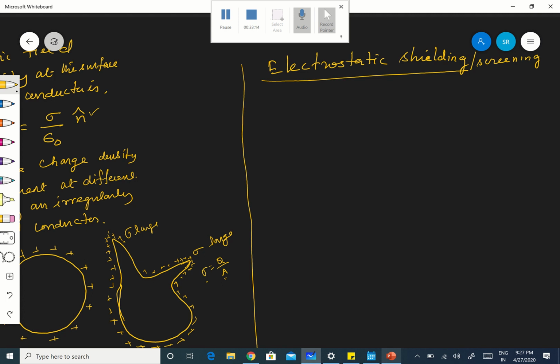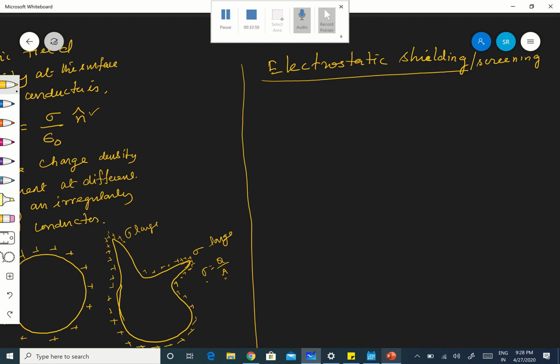Electrostatic shielding is nothing but the phenomenon of protecting a certain region of space from the external electric field. There is an electric field, but I want to protect the region. Electrostatic shielding is the phenomenon of protecting a certain region of space from an external electric field. Therefore, in this case, we have to make use of that.